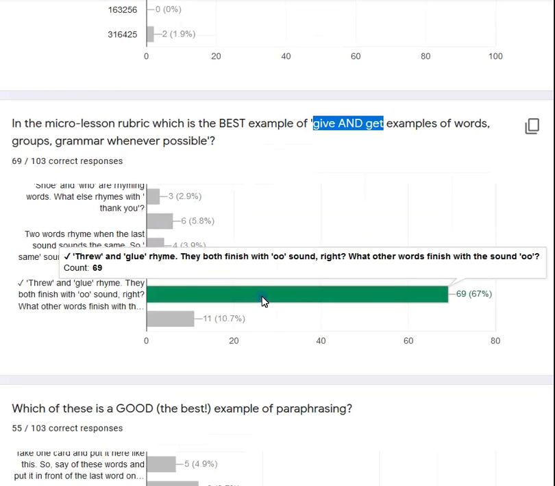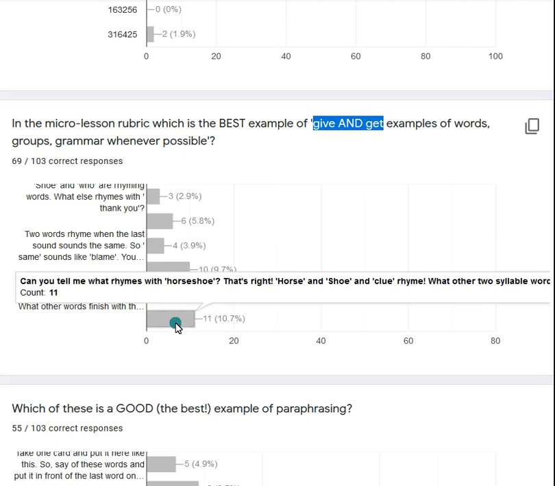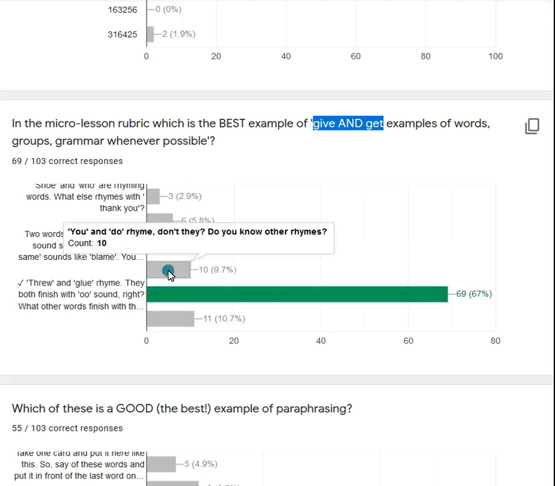Through and glue rhyme, they both finish with the ooh sound, right? And again, you can see the OO on the screen, but you're just saying this, ooh. What other words finish with the sound ooh? And you're getting examples there. This one, horse and shoe and clue rhyme. Well, your horse and shoe don't rhyme for a start, so that would be wrong. This, you and do rhyme, yes.